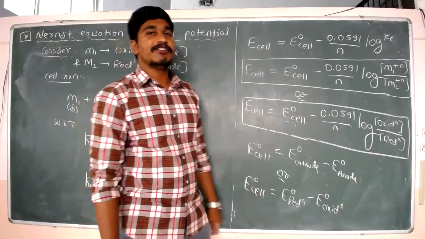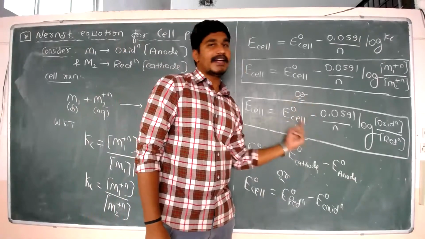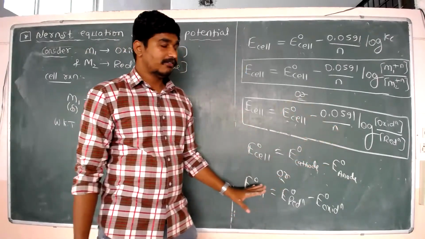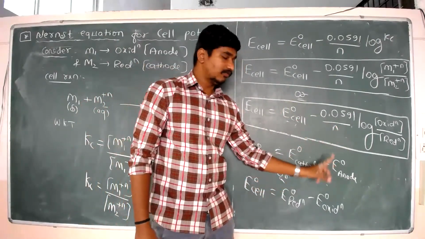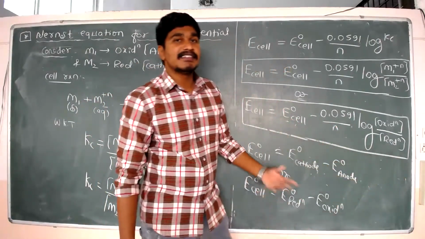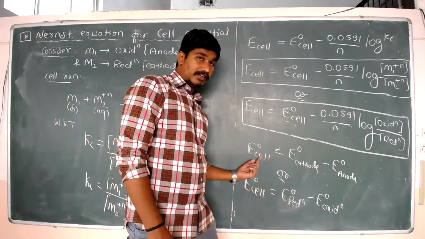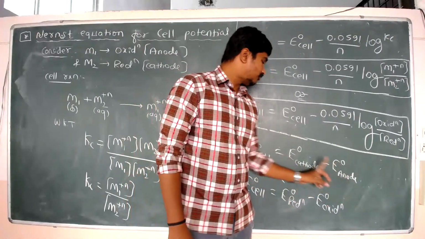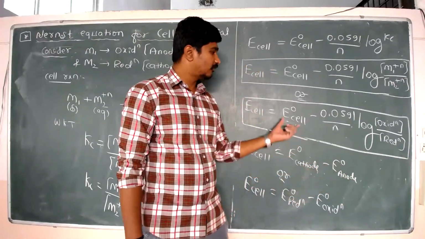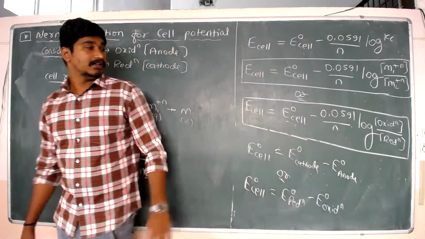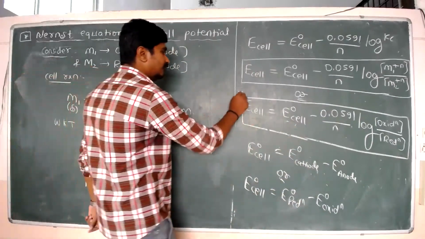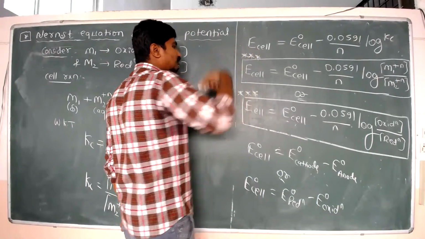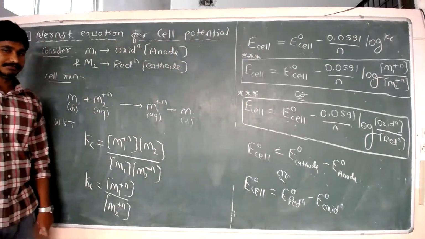In case of a problem, if he gives the E naught of cell value directly, you can directly substitute here. Sometimes what he will give: E naught of cathode is this much value, E naught of anode is this much value. In such cases, you have to calculate this E naught of cell by subtracting these two values. By subtracting E naught of anode from the E naught of cathode, you will get the E naught of cell. This is the equation used to calculate the E cell value, the complete cell value, and it is also a Nernst equation for the complete cell.